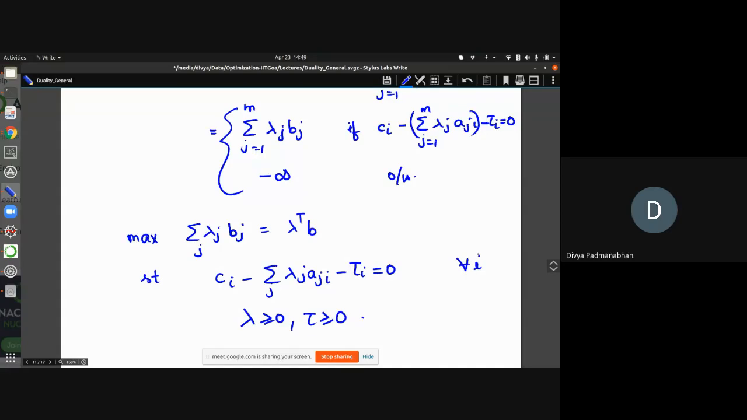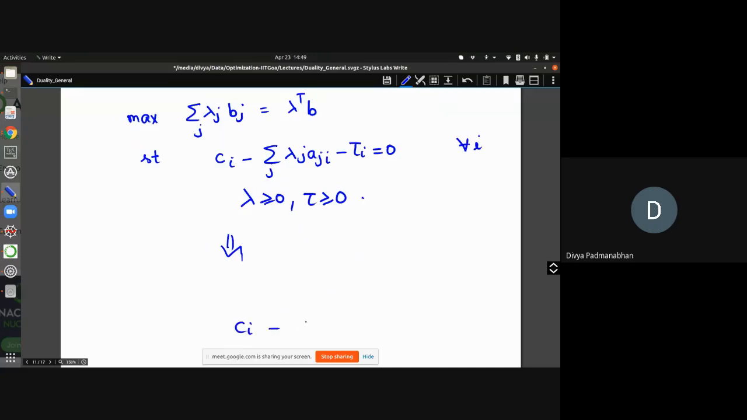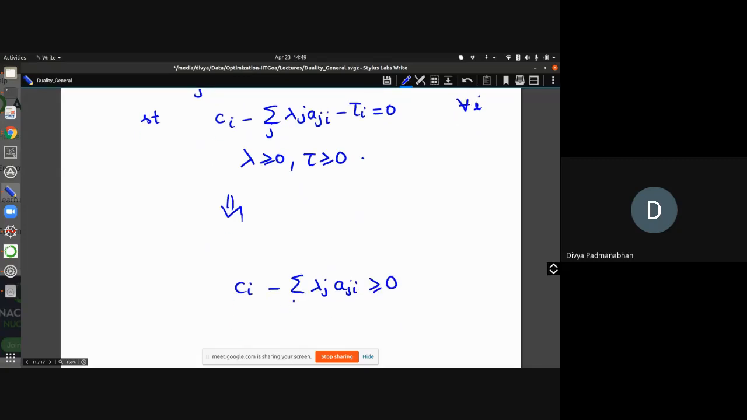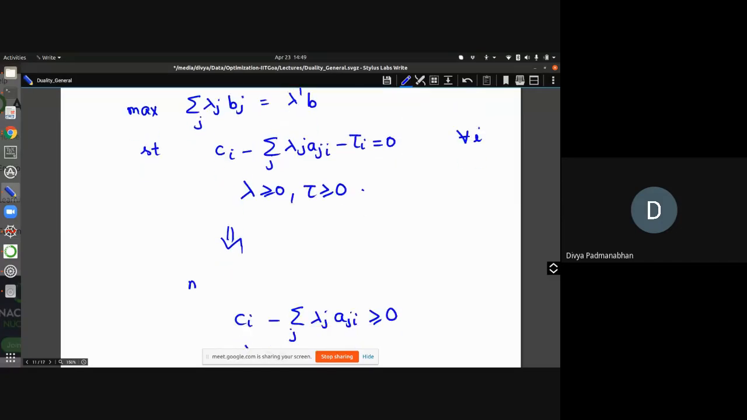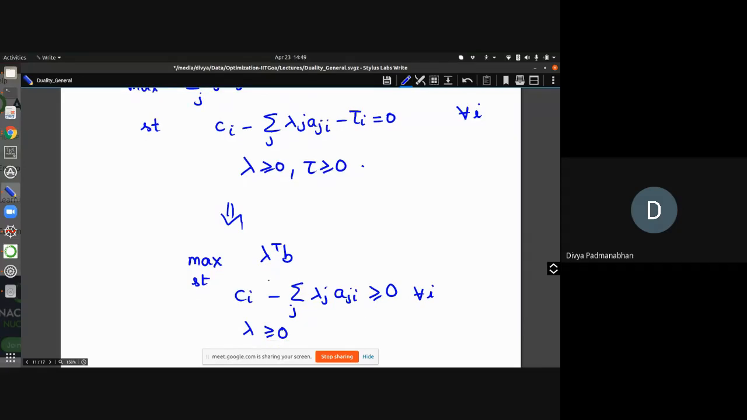Okay, and so if the taus are all greater than 0, you can completely eliminate this variable. This is the only place it occurs. So you could instead write these constraints as Ci minus summation lambda j aj is greater than or equal to 0. Okay, and so you can eliminate the tau variables completely, and your dual would be like this: maximize lambda transpose b. And in fact, this constraint will work out to C minus A transpose lambda is greater than or equal to 0 in vectorized form.